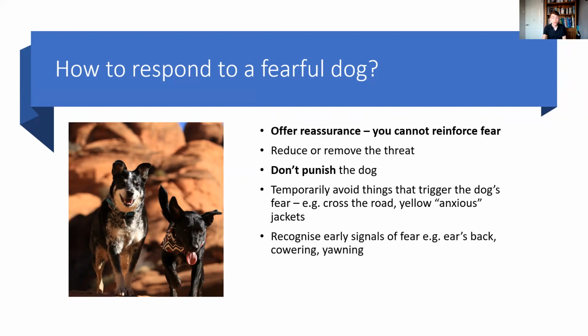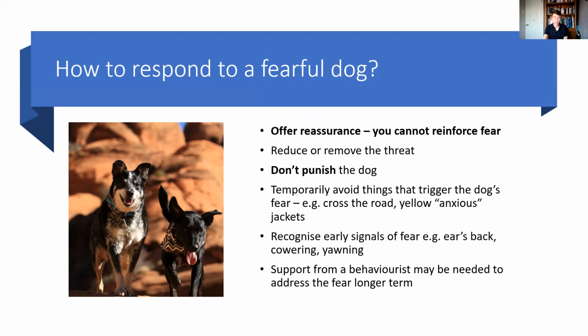Recognize those early signals of fear, e.g. ears back, cowering, yawning, and finally potentially seek support from a behaviourist if the fear needs to be addressed longer term. If it's something that's really causing trouble for the dog, looking for support from a behaviourist is generally a good idea. Hopefully what a behaviourist can help you do is change that emotional response, so the dog no longer experiences fear in those scenarios where maybe they're around another human or unknown humans or unknown dogs, and the dog no longer hopefully responds aggressively in those scenarios.